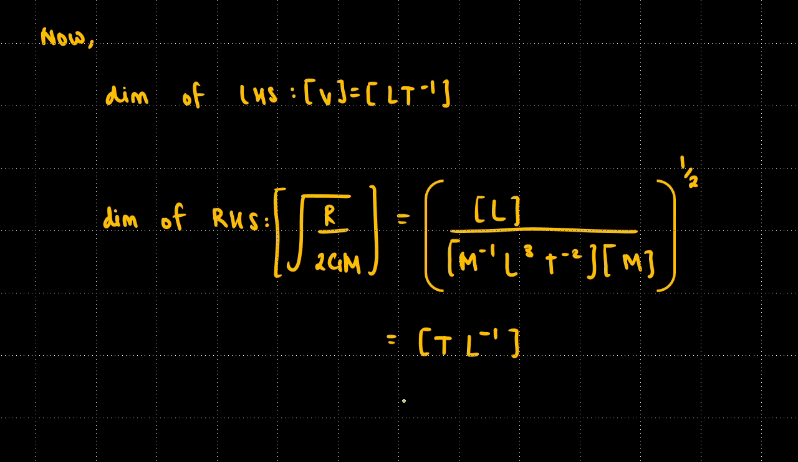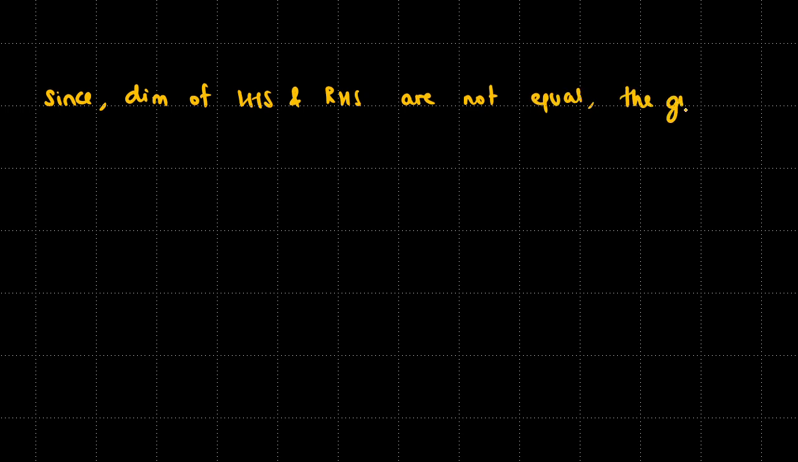I'm not doing it because I will have to write it over here, which will be a little difficult for me. So now, as you can see, does the dimension match? Nope. They are kind of similar. They kind of look similar. They are of a similar style, but they are not the same. Which means we can write the conclusion as, since dimension of LHS and RHS are not equal, the given physical relation is dimensionally wrong.